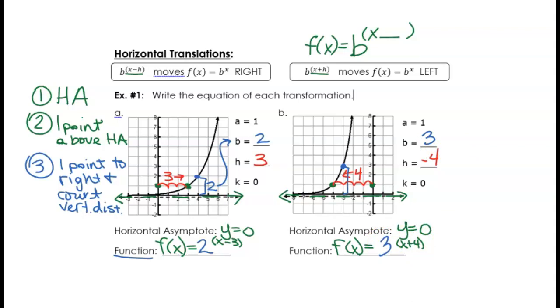So you have 3 things that you have to check for. You have to first go find the horizontal asymptote. Then you want to find the point 1 above the horizontal asymptote, because that tells you if you've shifted left or right. And then you want to find 1 point to the right and count the vertical distance. That will give you the base. So those are the 3 things that you're looking for. Is there anything that you want to ask before we go on to the next part? Okay.